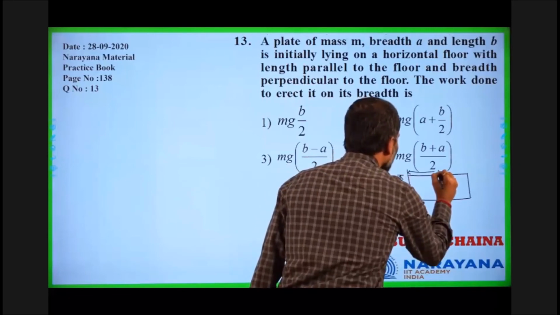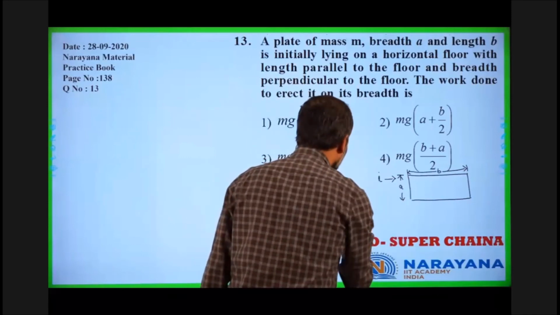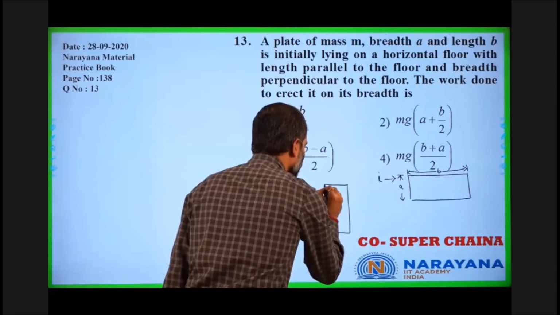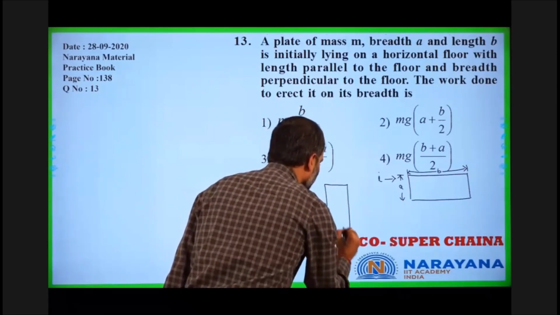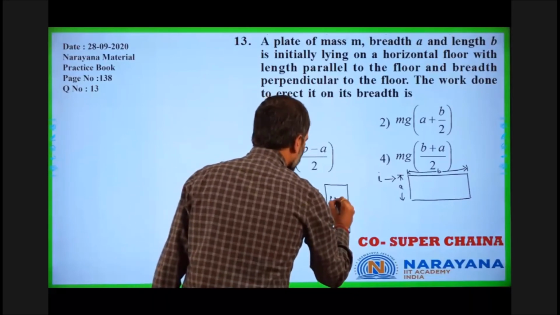And this is the length B. Now how much work is to be done in tilting this such that this is our final situation? Now this is A and this is B. Okay, this is the final situation over here.